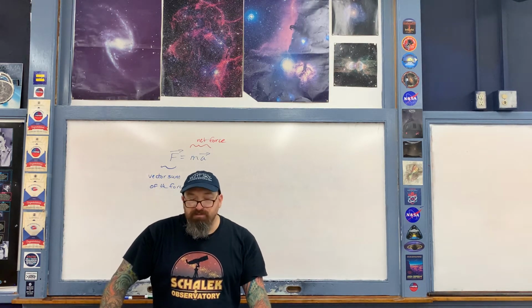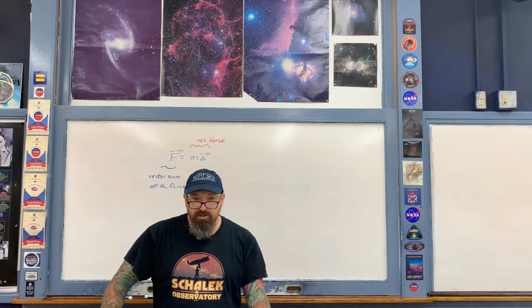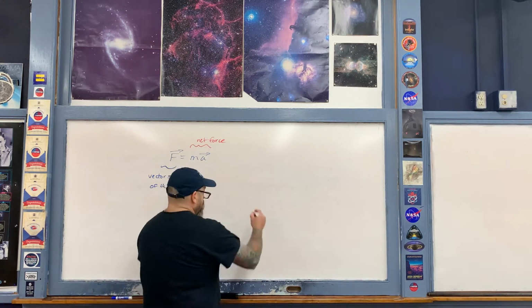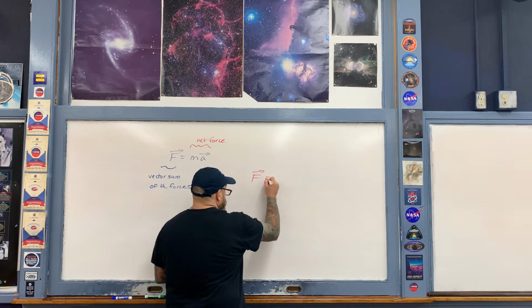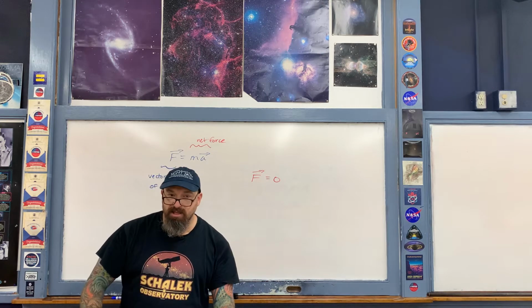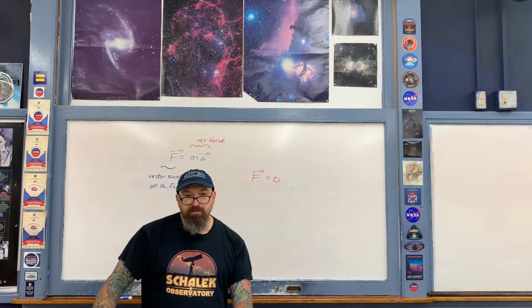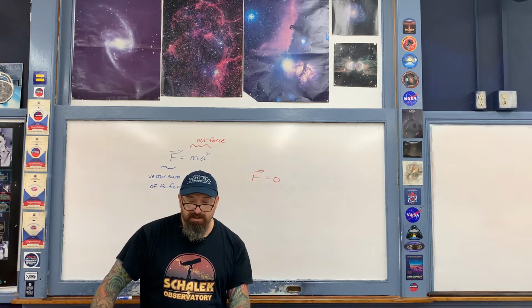Now, in the first of my quantitative examples, we're going to look at a situation where the right-hand side of the expression is equal to 0. In other words, the vector sum of the forces is equal to 0, and therefore this means that the object does not accelerate. It has a constant velocity. The specific example that we'll look at is an object at rest.